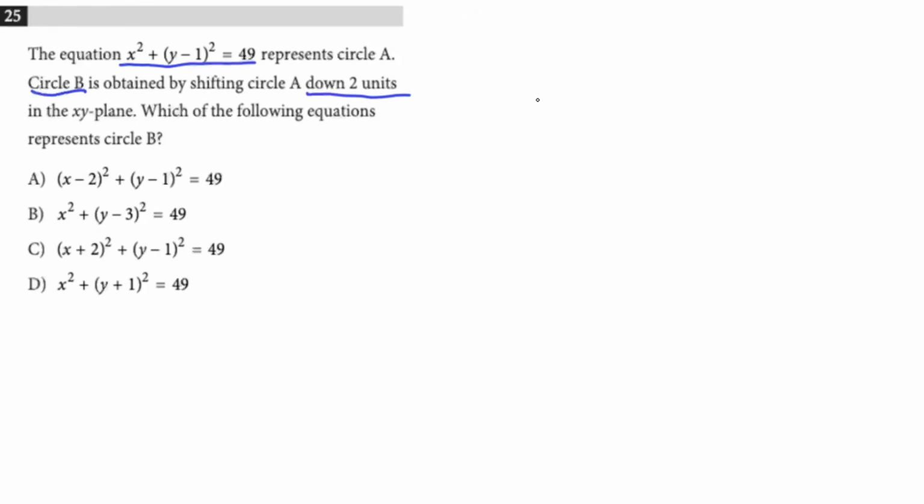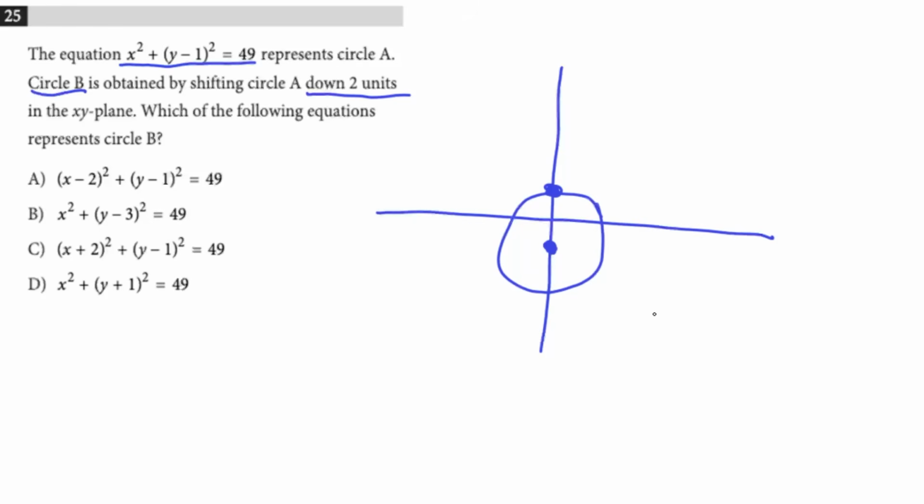So I think it helps to draw it out just so I can give you guys a picture. So let me do that. So the circle, the first one, we know is going to have a center at (0, 1) based on the equation. And then we're told to shift it down 2 units. So then the new circle, the center will be down here. And then we can just draw it out.